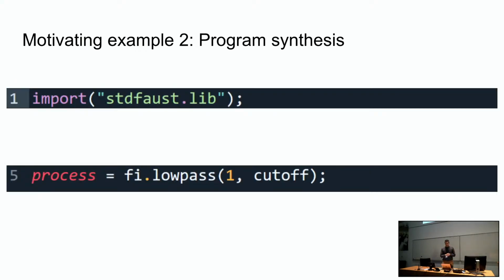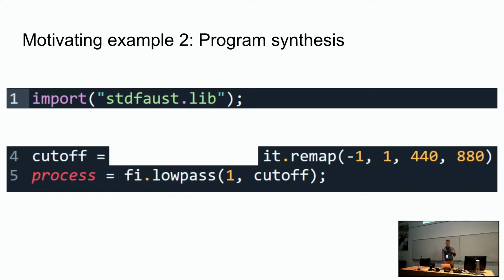Another motivating example is program synthesis. So here we have that same low-pass filter. There's a cutoff parameter, and I've just inserted some white space in between the start of the program and the end of the program. But what if the cutoff could be something downstream of another piece of code? So cutoff, we might decide, needs to be something that goes into a remap, so that it gets remapped into the output range 440 hertz and 880 hertz.